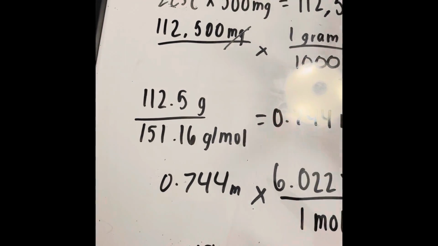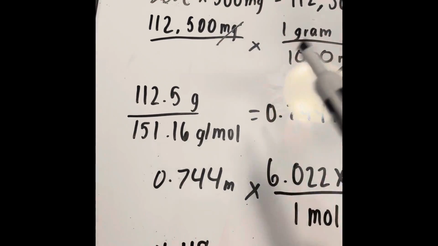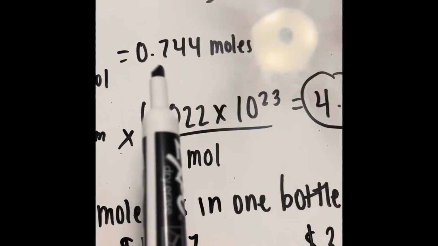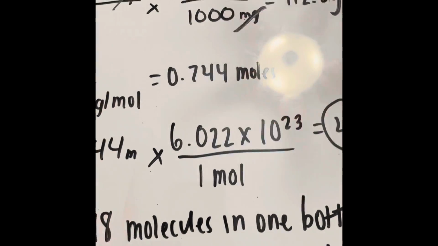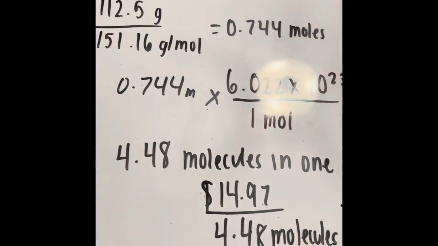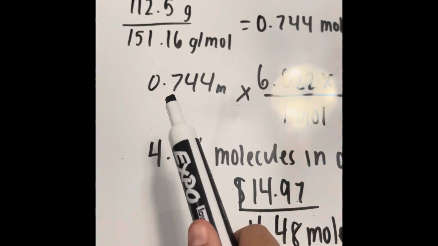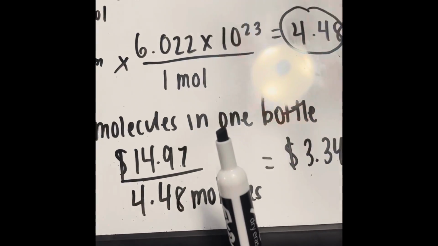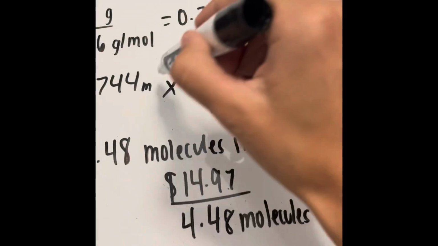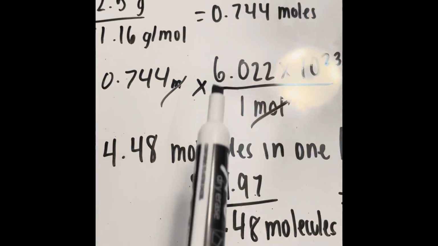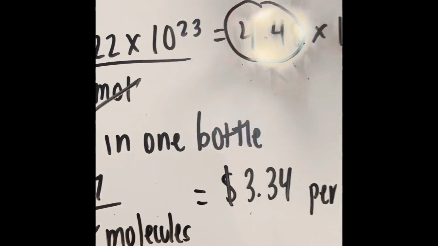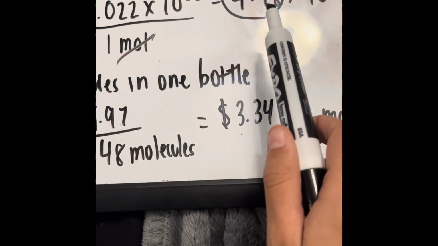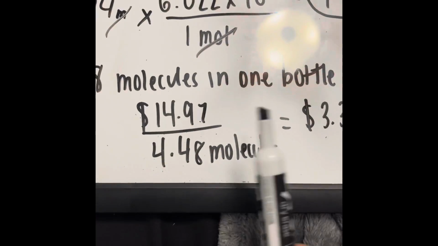Okay, so now that I have that, I need to find moles. I'm going to divide the mass, which is 112.5, by the molar mass, which is 151.16. And with that, I get 0.744 moles. Now I need to multiply this number by Avogadro's number, which is 6.022 times 10 to the 23rd. Once I do that, I cross out the moles, multiply, and divide, and I would get 4.48 times 10 to the 23rd. Then I would use this number to see how many molecules I have in one bottle.